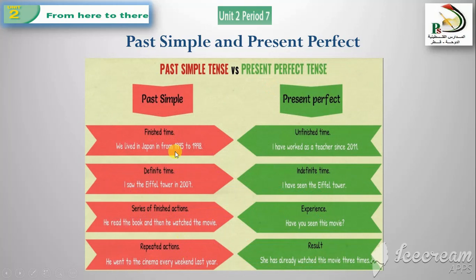Whenever I explain past simple to my students, I tell them that since it is past simple, you can easily guess that it has no connection with the present. Whereas present perfect has a strong connection with the present. Here you can see more. Past simple is a finished time in the past. Present perfect is an unfinished time.